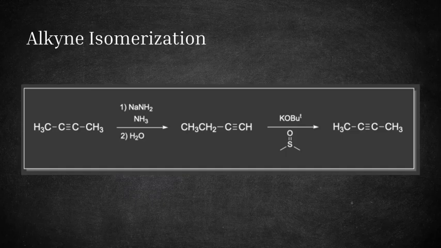Alkyne isomerization can be exploited to interconvert internal alkynes and terminal alkynes. For example, an internal alkyne can be treated with sodium amide in ammonia, followed by a workup step with water to yield the terminal alkyne. This terminal alkyne can then be isomerized back to the starting internal alkyne using potassium tert-butoxide in dimethyl sulfoxide. This sequence demonstrates how different bases and reaction conditions can control the equilibrium between terminal and internal alkynes.